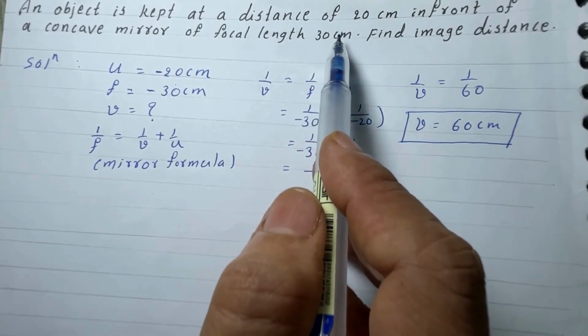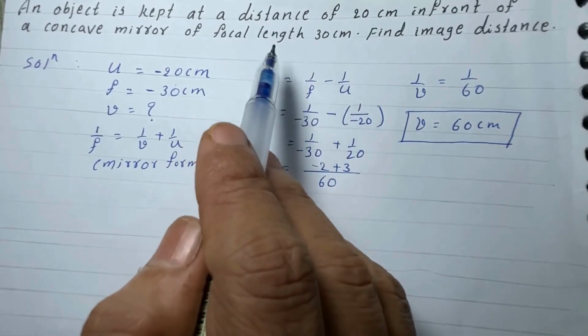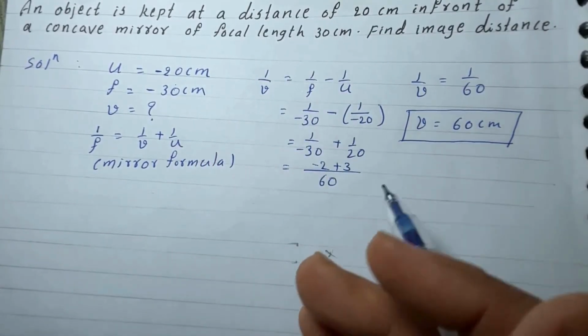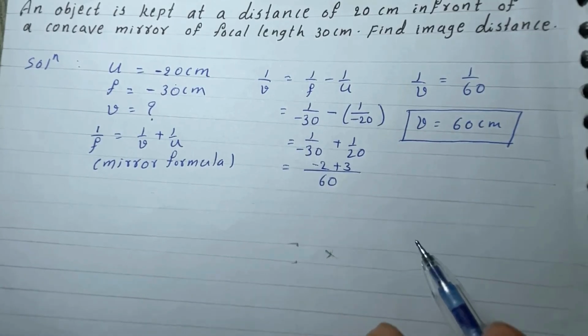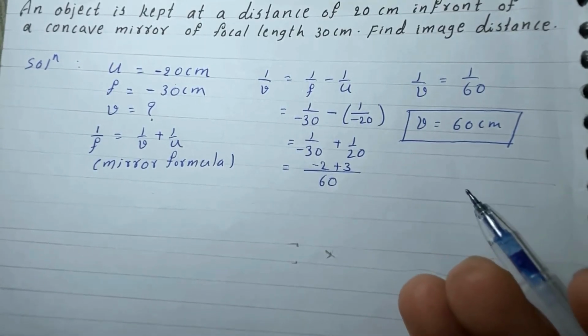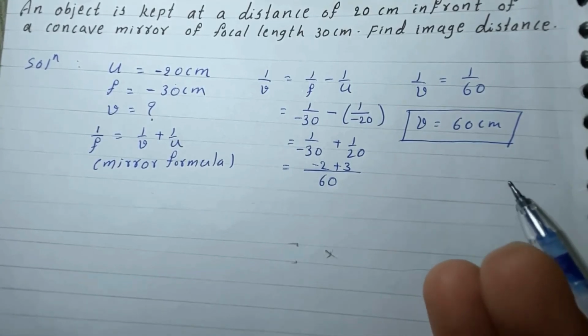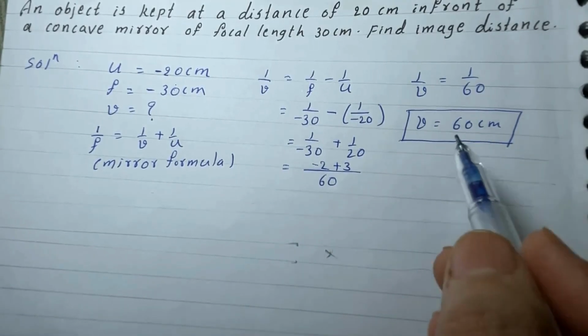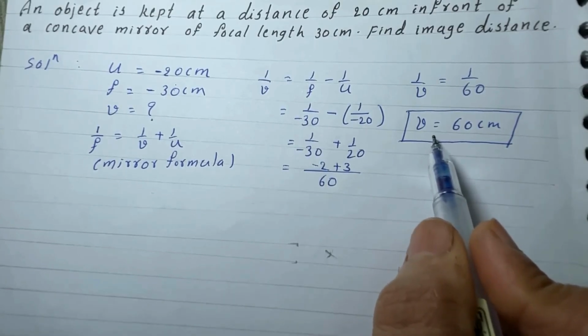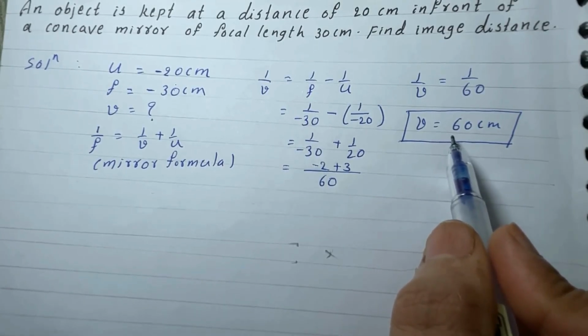When object is between P and F of a concave mirror, one image forms which is one virtual image, which is inside the mirror. So, that is inside the mirror, that is right hand side of the pole. So, that image distance is right hand side of the pole, so that V value is positive.